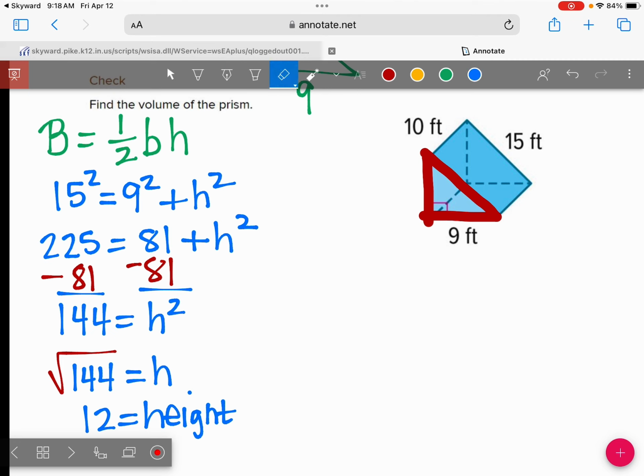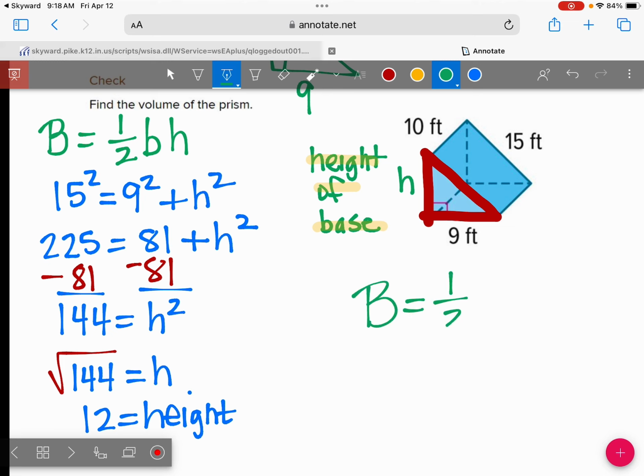So let's go ahead and make sure we understand what this is, because this one is a little tricky. This side here, this H is the height of the base. So we figured out that the height of the base is 12. It's not the height of the prism, it's the height of the base. So now we can find the area of the base. So the area of the base is 1/2, and it's base times height, or 9 times 12.